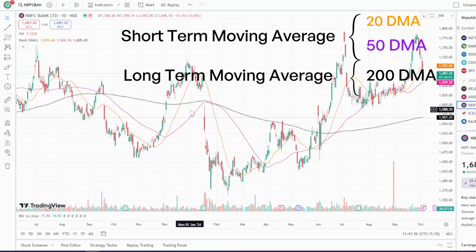Okay, so as you can see out here, the 20 DMA is more than 50 DMA, that's why the green mark and up arrow. Here this 20 DMA is less than 50 DMA, that is same as red, that is low. Now 50 DMA to 200 DMA crossover. So for this, I am doing that if 50 DMA is less than 200 DMA, then show the down and the red one, and if 50 DMA is more than 200 DMA, then show the green one.